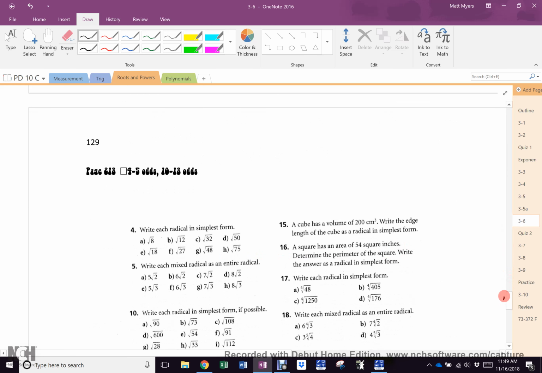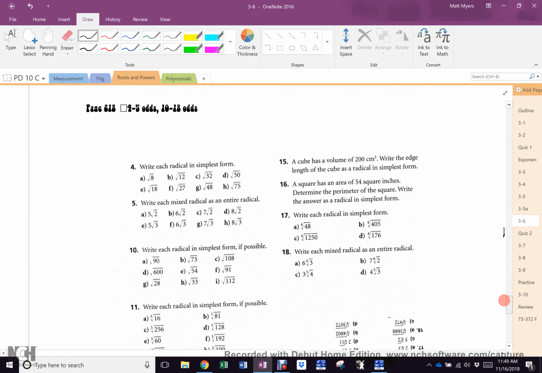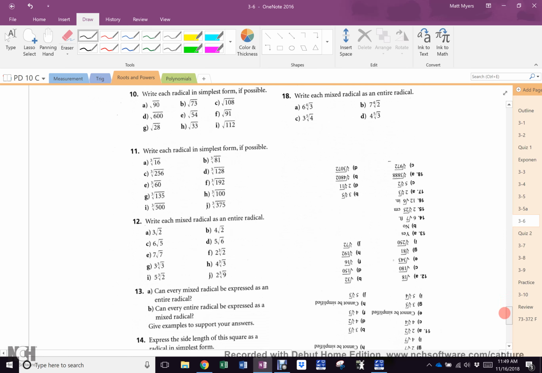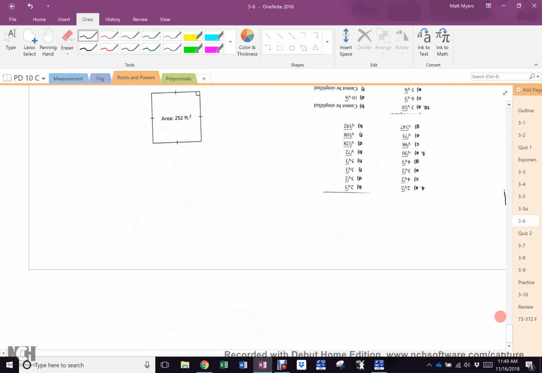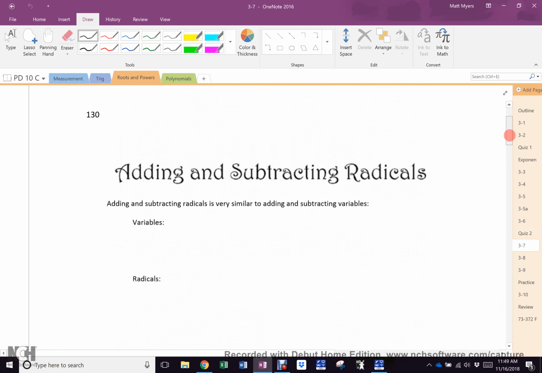Yay! How many of you feel you need more practice in cubes and squares? Great, there's a whole page of them on page 129. Let us move on, cabbages. That's practice. Next thing's a quiz. We won't do that today, obviously. Now, please go to page 130.